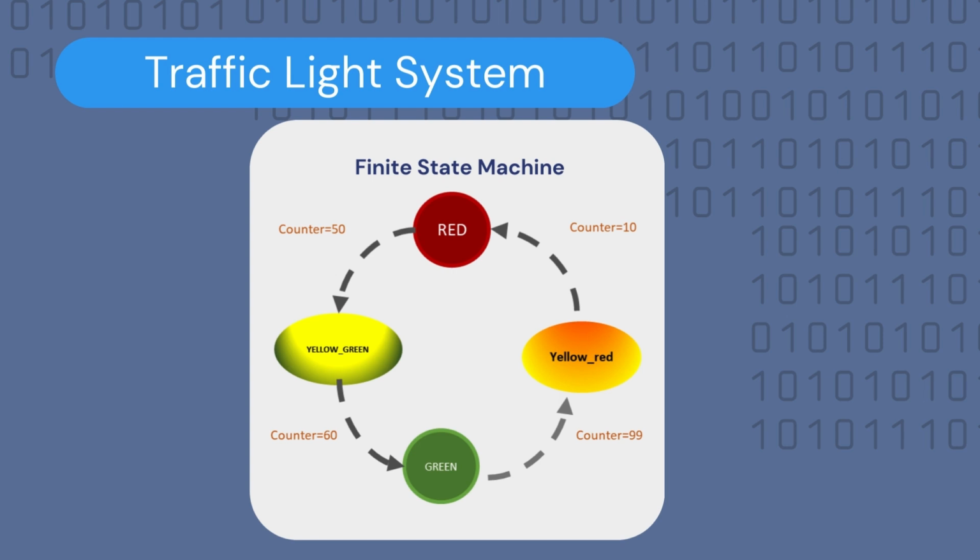meaning when the counter reaches 99, it will transition from green to yellow to red, and then the counter will reset to 0, and the state will remain in the yellow to red state for 10 counts before transitioning back to red, and so on and so forth.